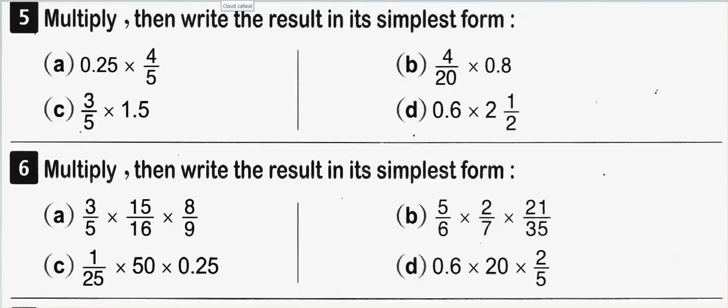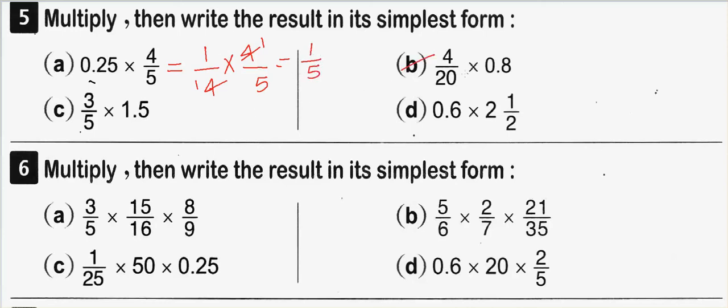Multiplying a fraction and a mixed number. A fraction like this and a mixed number, 0.25 times 4 over 5. 0.25 we can express as 1 over 4, because 1 over 4 means 0.25. 1 over 4 times 4 over 5. 4 divided by 4 is 1, 4 divided by 4 is 1. The numerator is 1 over 5, so the answer is 1 over 5.